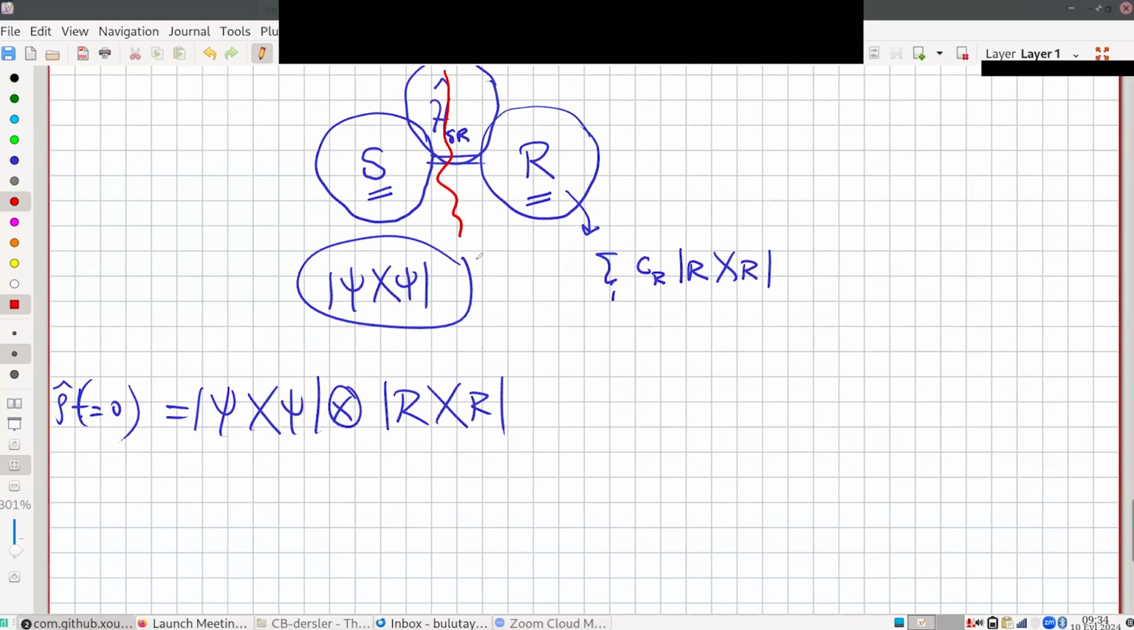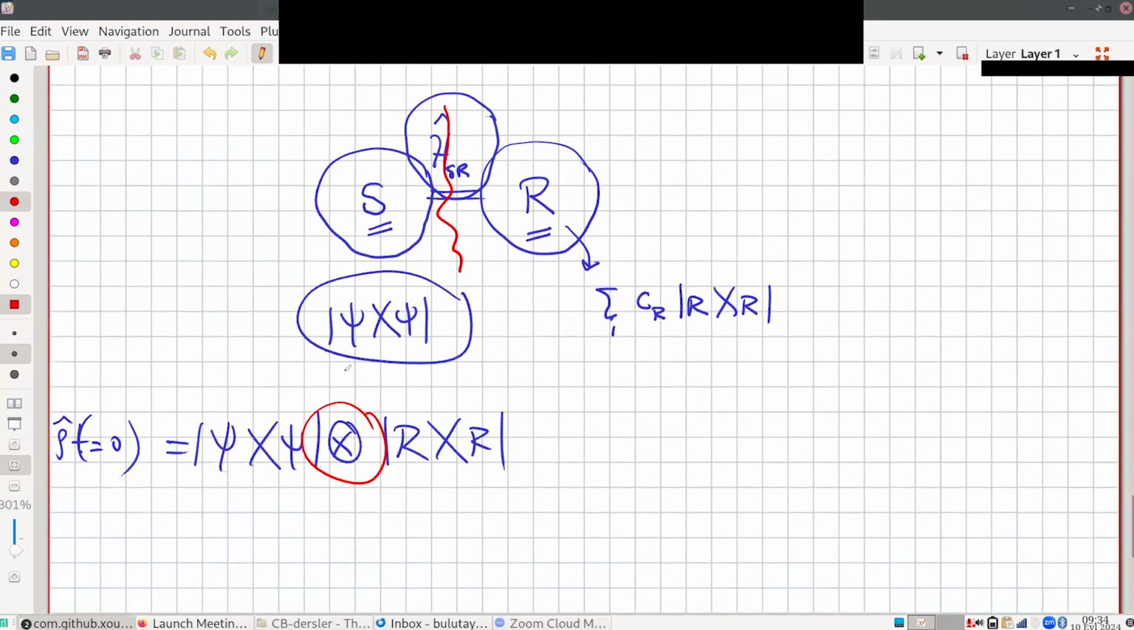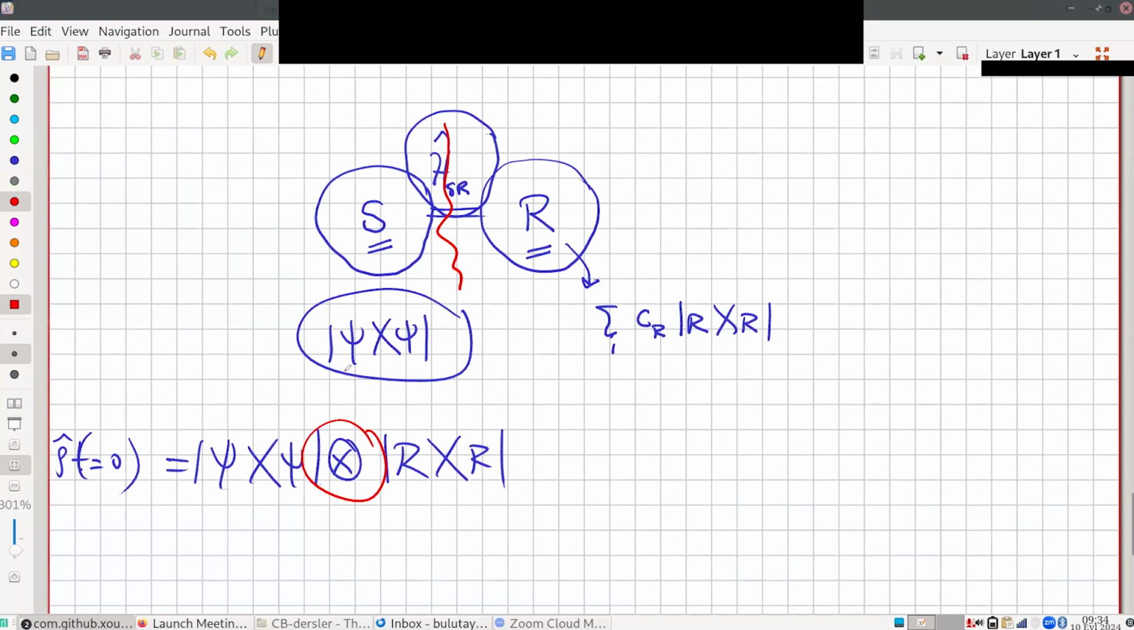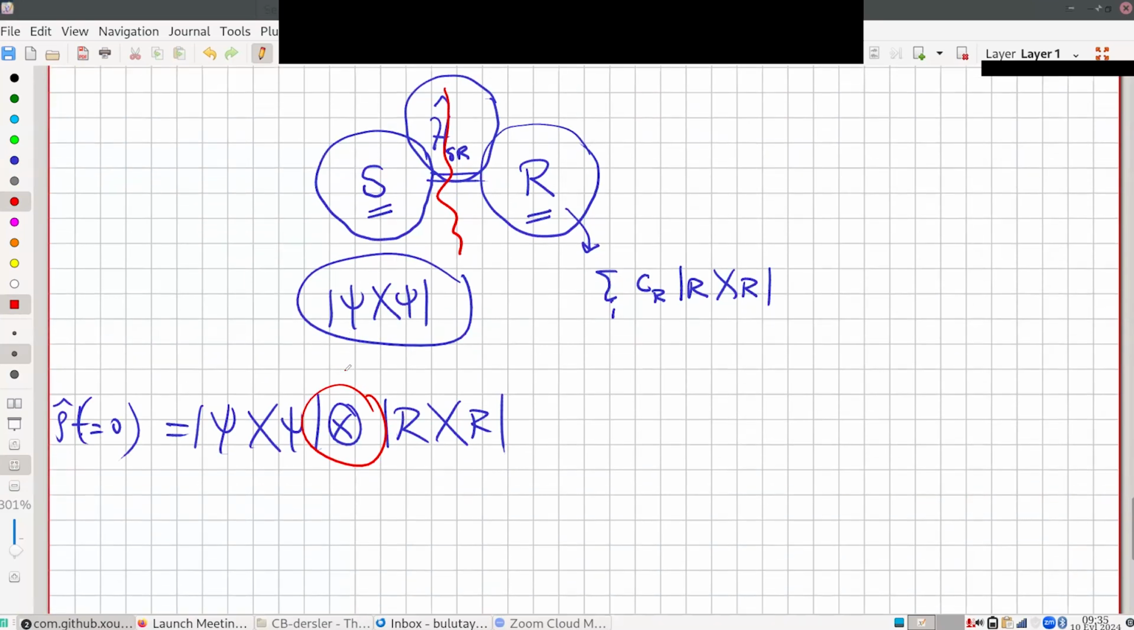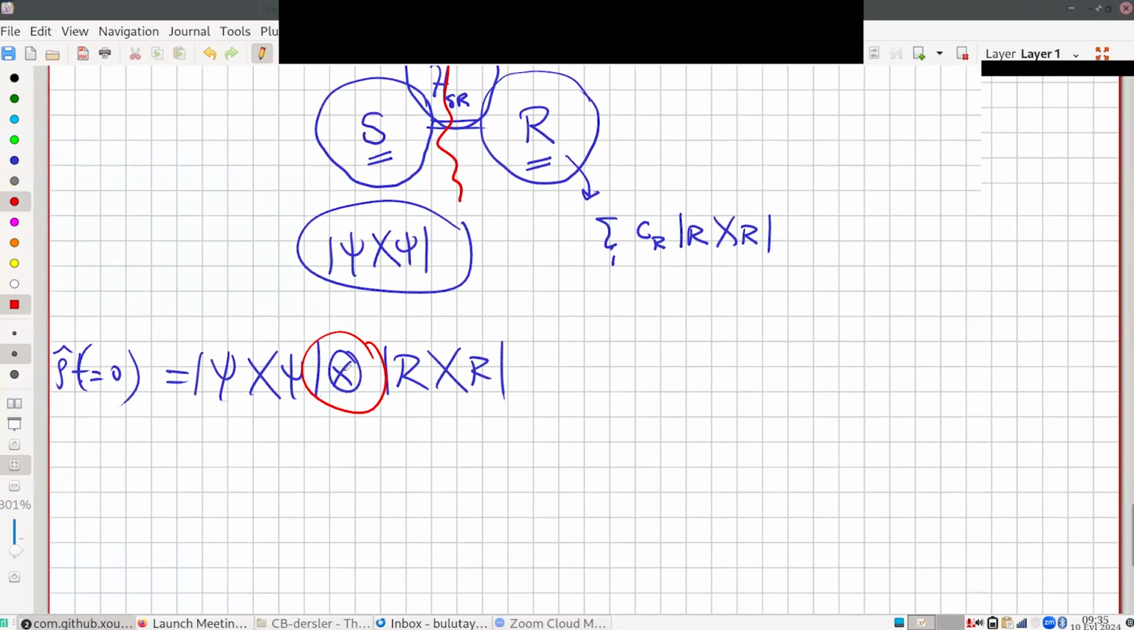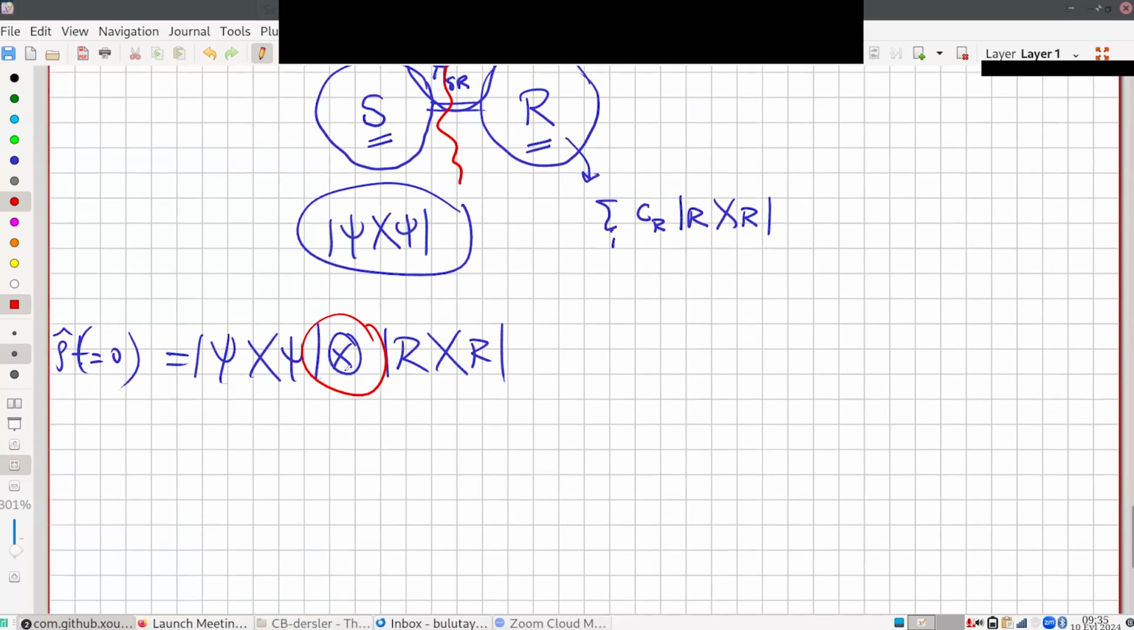You cannot write your composite system as a product. Then it is entangled. Okay, and this interaction makes this connection. Physics is interactions. Physics is the study of interactions. So that's, once again, interaction playing a role here.